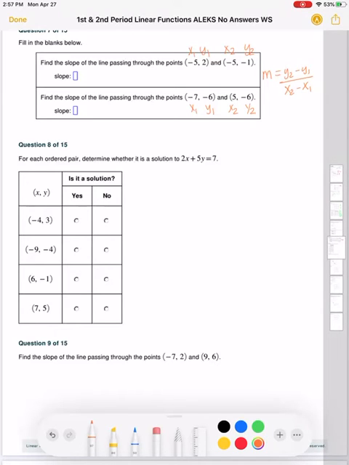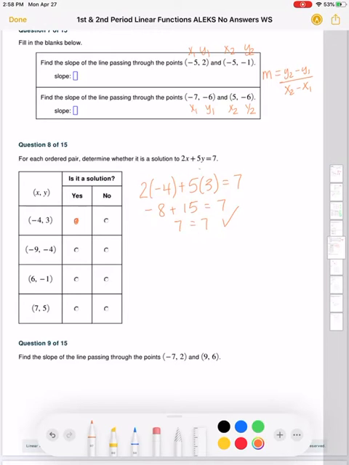Okay, for each ordered pair, determine whether it is a solution. 2x plus 5y equals 7. There are a couple of ways that you can do this. You can take and plug in each one of these points. So for example, if I did that, I would say 2 times negative 4 plus 5 times 3 equals 7. So negative 8 plus 15 equals 7. 7 equals 7. That one checks. So that one is a yes. And you can do that with the remaining 3 points and get your answers.